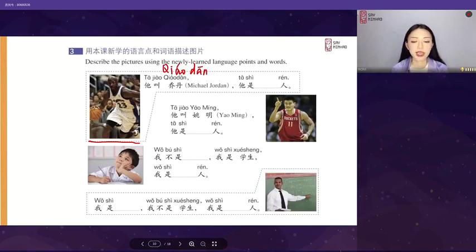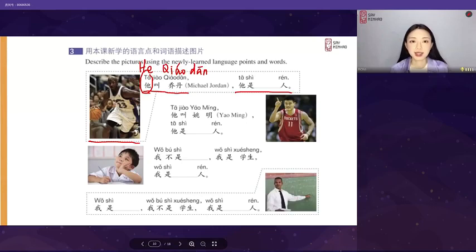Okay, we can see he is Jordan. 他叫乔丹, which means his name is Jordan, okay? 他 here means he. Read after me, please. 他. Okay, so 他叫乔丹 means his name is Jordan.